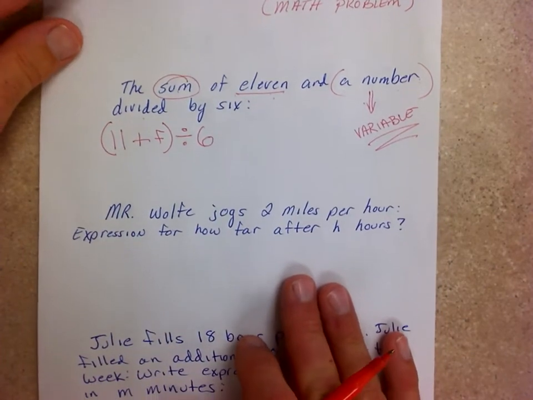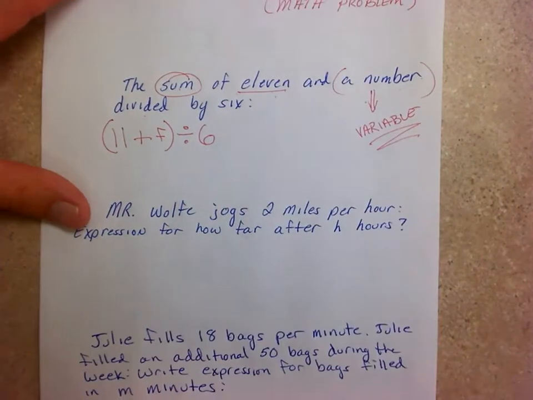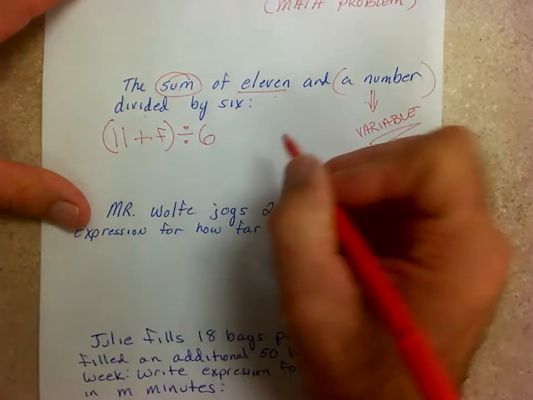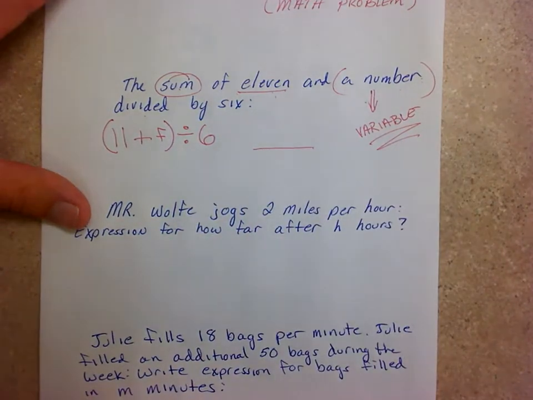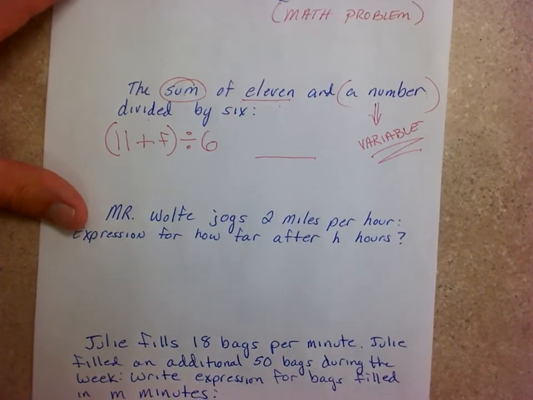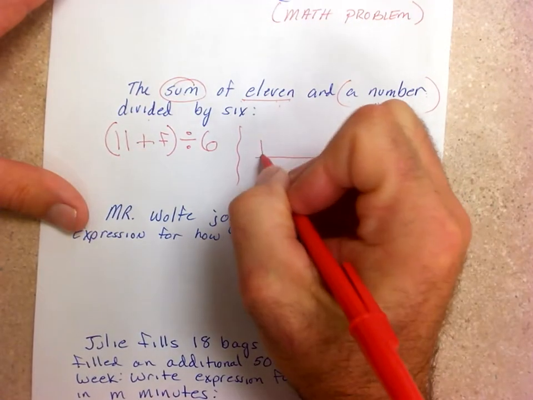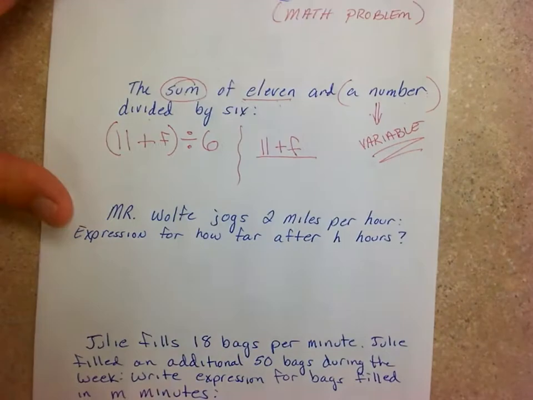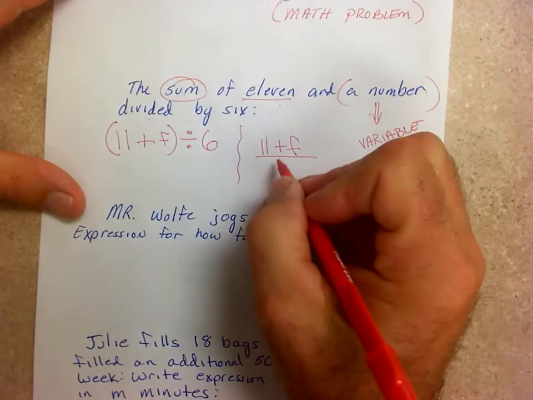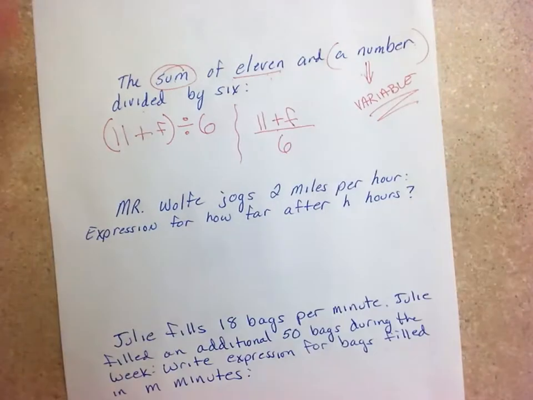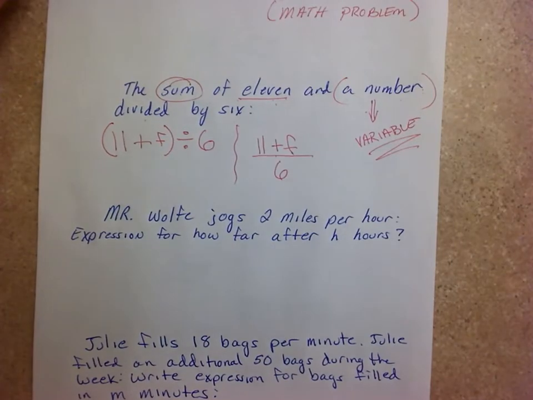Now, we actually have a second option here. We have been using this division sign in class, but the fraction bar will represent division also. So another option you may have for this is we could take the 11 plus f, place that in our numerator, divide by 6, and place that in the denominator. These two expressions are equivalent, so we can run with either one of those.